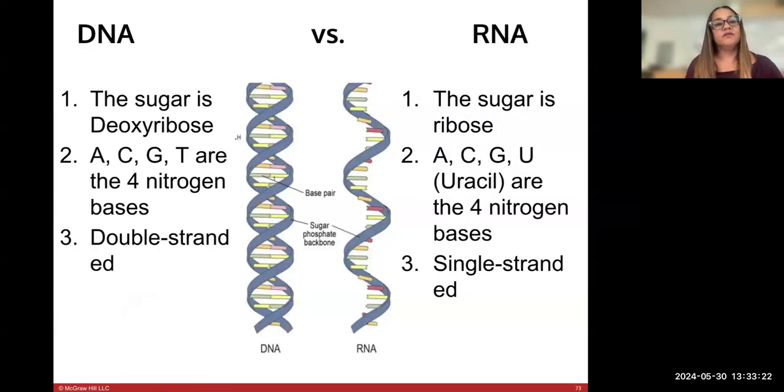There are 3 basic differences when we talk about DNA and RNA. In DNA, the sugar is deoxyribose. In RNA, the sugar is ribose. Like we just said, A, G, C, and T are the 4 nitrogen bases found in DNA. And in RNA, it's A, G, C, and U. And then the most obvious, DNA is double-stranded. RNA is only made of a single strand.